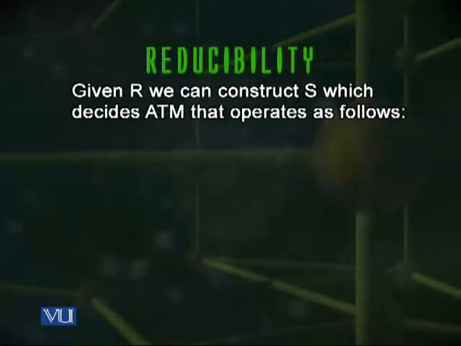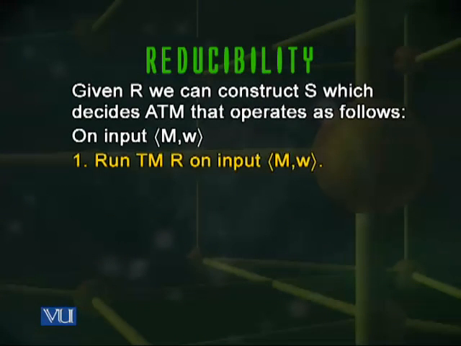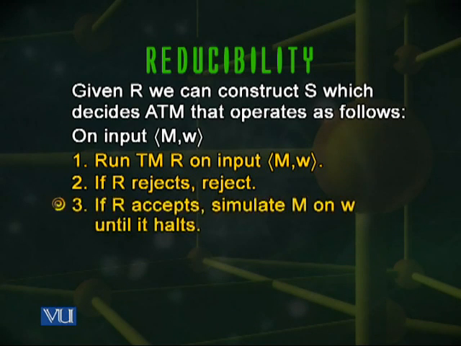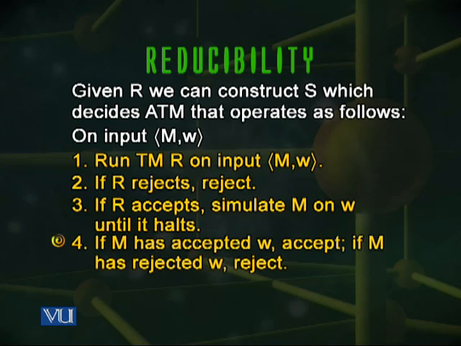The input to this decider, of course, is going to be a string M comma W. This decider will run R on M comma W. If R rejects, then the decider will reject. If R accepts, only then will this Turing machine S simulate M on W. If M accepts, it'll accept, and if M rejects, it'll reject.